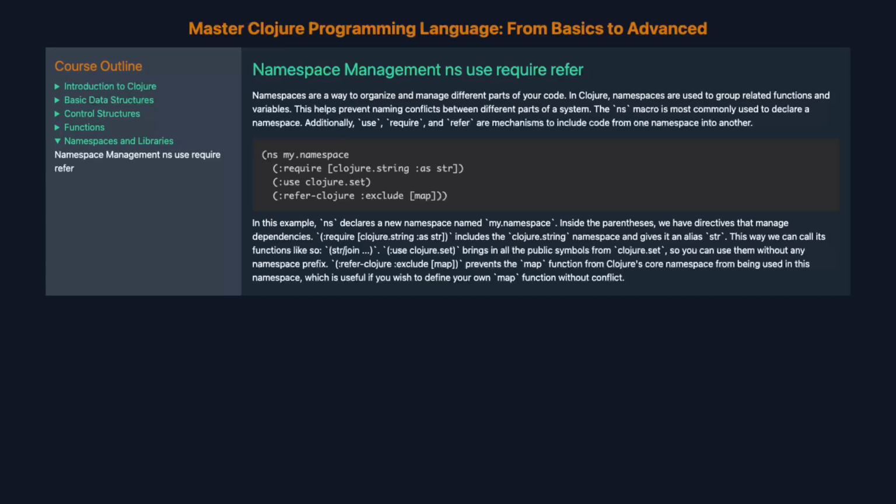In this example, ns declares a new namespace named my.namespace. Inside the parentheses, we have directives that manage dependencies. Require clojure.string as str includes the clojure.string namespace and gives it an alias str. This way we can call its functions like so, str/upper-case. Use clojure.set brings in all the public symbols from clojure.set, so you can use them without any namespace prefix. Refer clojure exclude map prevents the map function from Clojure's core namespace from being used in this namespace, which is useful if you wish to define your own map function without conflict.